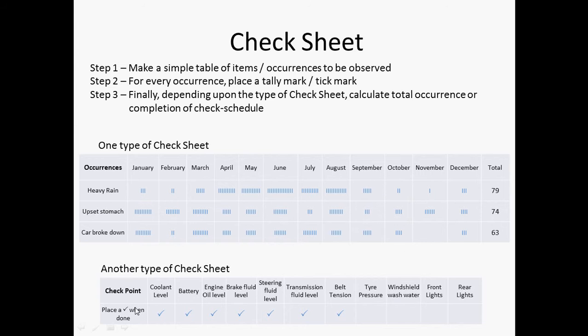Next is another type where we put a tick mark when a certain work is done. I go to a car service center for getting my car checked. He checks the coolant level, check, battery level, check, engine oil, check, and so on. Right now I guess he is checking the tire pressure. He will put a check here. Next, windshield wash water, tick here, front lights, rear lights, and my car servicing is done. So this can be another check sheet. Very simple. See, that's statistics.